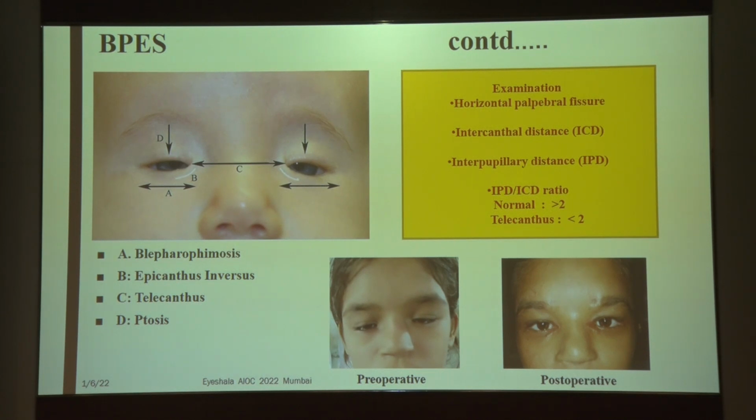You do it in 2 steps. First, the CU-plasty and the lateral cantholysis to increase the horizontal, and after 3 months, you can do the bilateral sling, or you can do it in one sitting also.